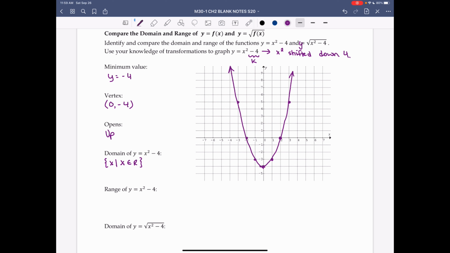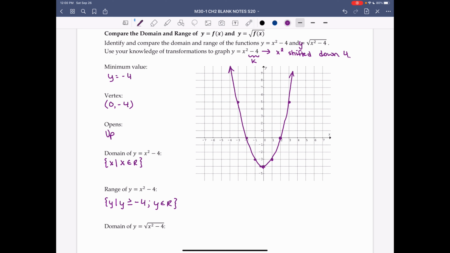The range of y equals x squared minus 4. For quadratics, the range is always determined by the max or min value. In this case, it's a min value, which means all of our values are greater than or equal to that value. So y such that y is greater than or equal to negative 4, y ∈ R.